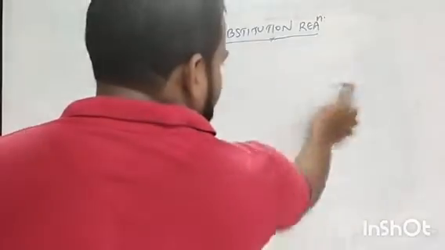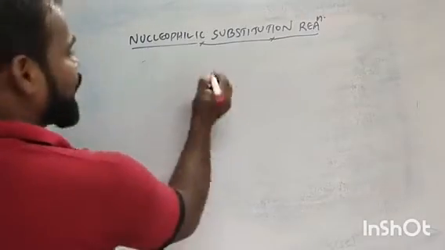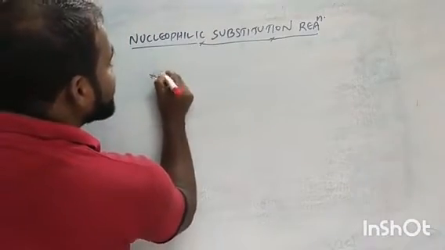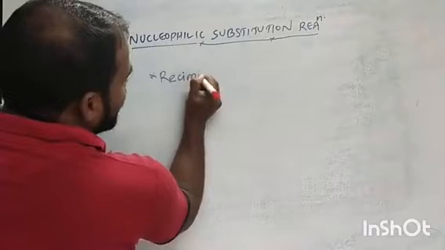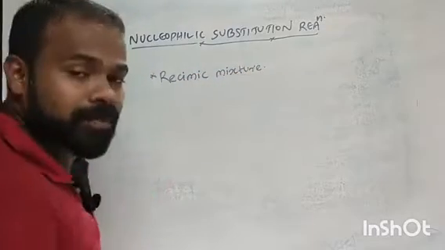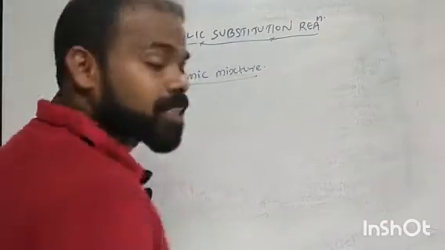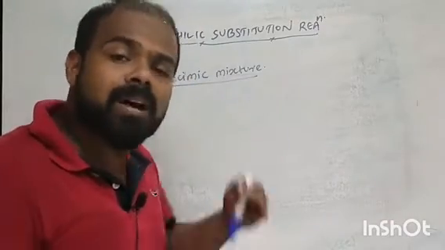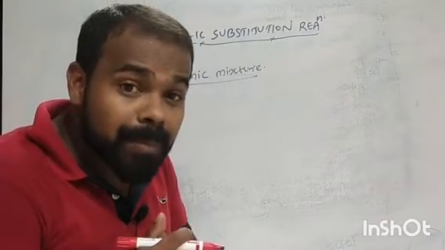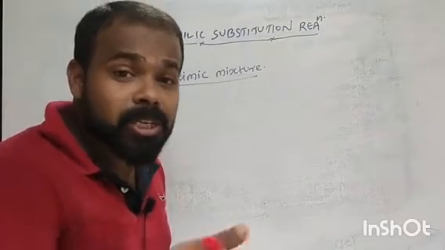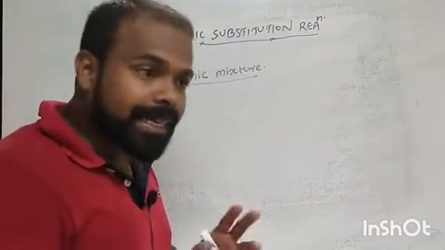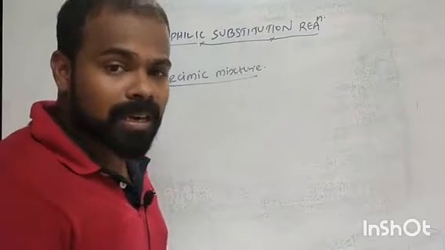The next point is very important. In the SN1 mechanism, there is a possibility to produce a racemic mixture. How do they produce a racemic mixture? What is the meaning of racemic mixture? A racemic mixture is the combination of retention configuration and inversion configuration. Retention and inversion. What is the meaning of that?